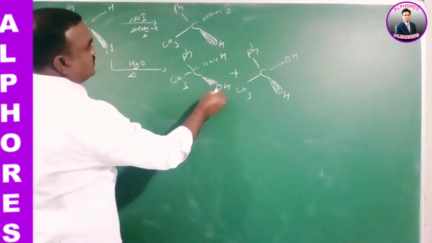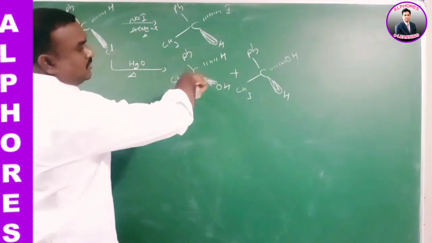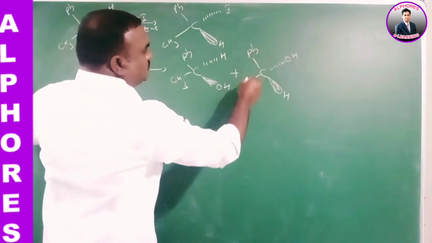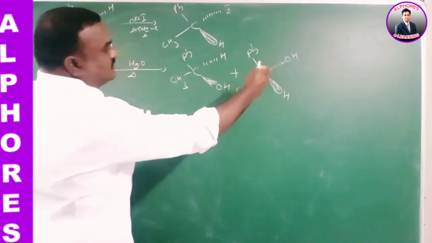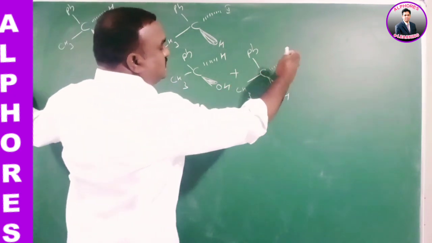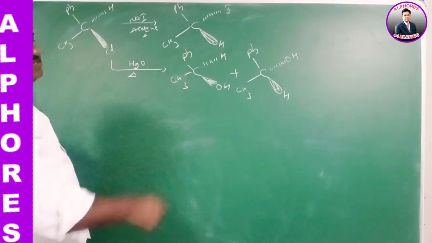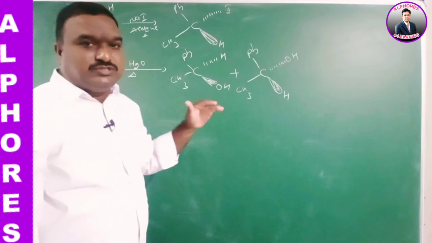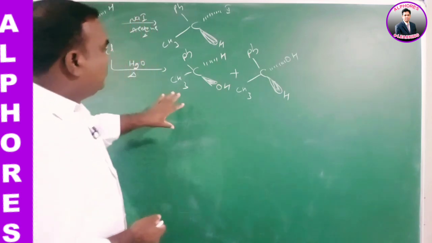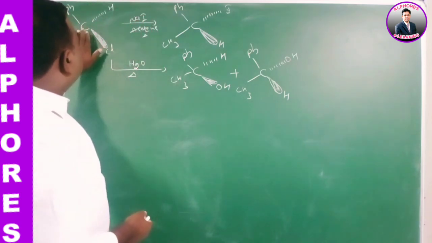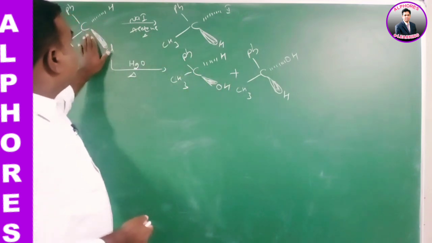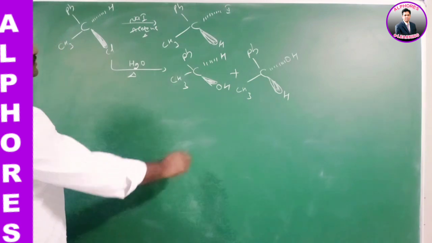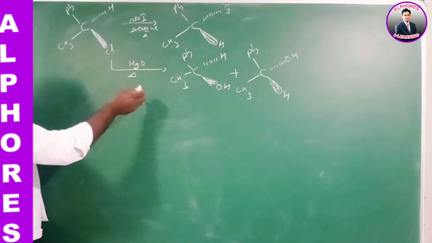Here 1 is given, 2 is given, 3 is given. So what type of configuration here? S configuration, 1, 2, 3. Yes, but we have to write the opposite, because the first priority group is present on what? It is away from the central atom, represented by dotted lines, so we have to give the opposite configuration. So you forget about the figure. This is the way to write that product. Wherever stereochemistry is given, we have to write the stereochemistry products in this case. This is the way to write substitution reactions.